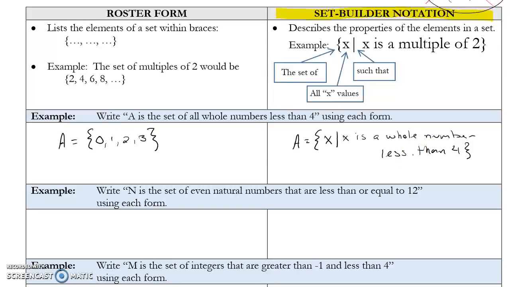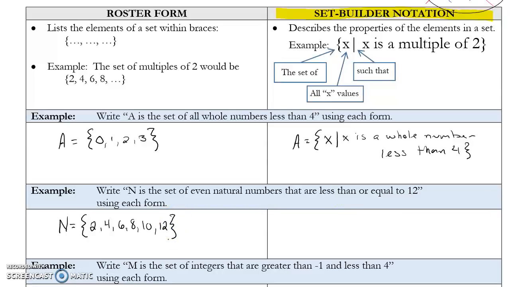Let's do one more together. N is the set of even natural numbers that are less than or equal to 12. So N is the set. Natural numbers do not include 0, so 1, 2, 3, 4, 5, but I just want the even ones. So it's 2, and 4, and 6, 8, 10, 12, and I stop. It's equal to 12, so 12 is a part of it. I close the set notation.